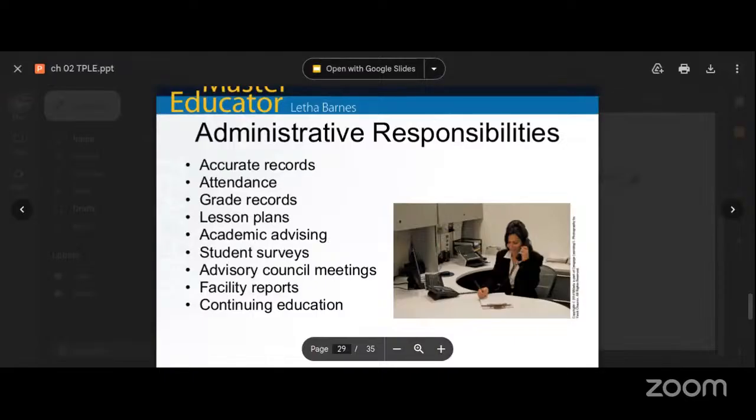Administrative responsibilities. If you don't have an admin, but if you did have an admin, these would be some of the duties. Accurate records, attendance, grades. You record the grades, lesson plans, academic advising, student surveys, advisory council meetings, a lot of scheduling, facility reports. How are we doing against our own selves, and then continuing education? How do we build it? Who's providing it? Is the school going to pay for it? Things of that nature.